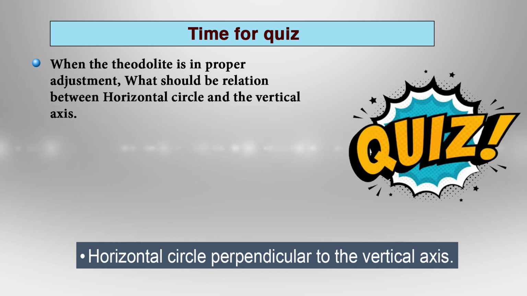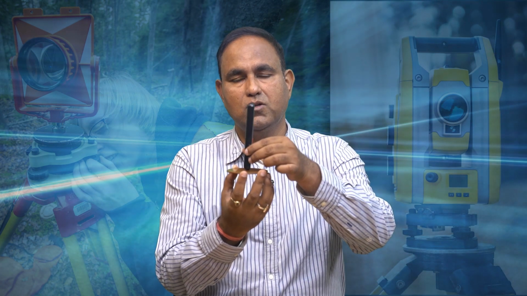This is a question. If you have understood the point, you will be able to answer it. What will be the relation between the horizontal circle and the vertical axis? Take your time and try to answer it. How would the horizontal circle be placed? The horizontal circle would be placed in the theodolite like this, and the vertical axis of the theodolite would be like this. So, what will be the relation between the vertical axis and the horizontal circle? Yes, they should be perpendicular to each other.